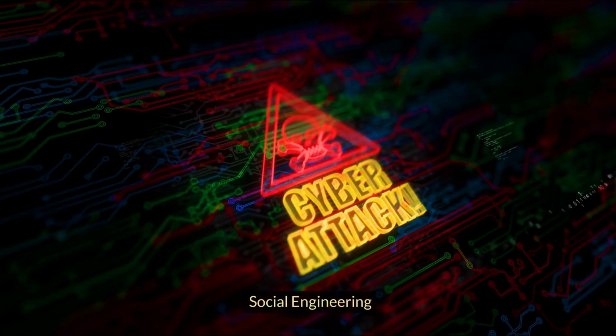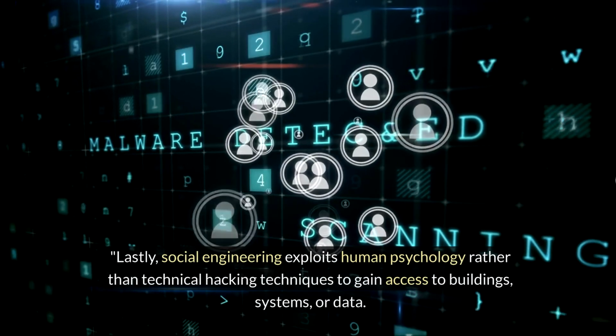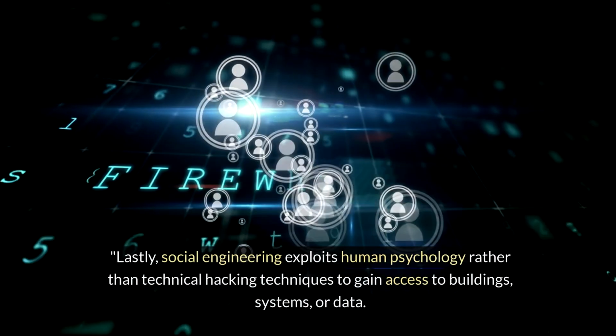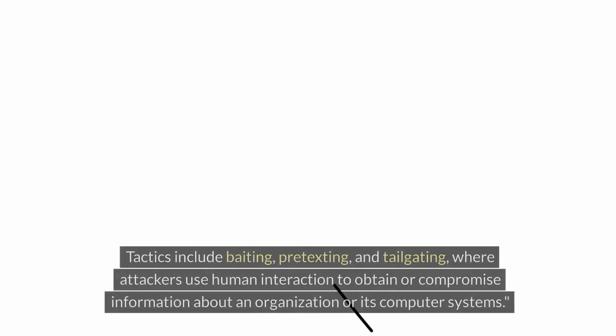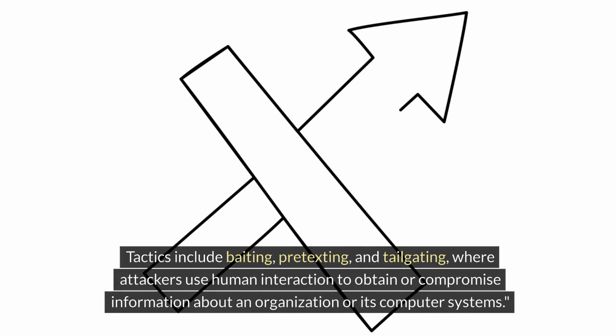Social engineering. Lastly, social engineering exploits human psychology rather than technical hacking techniques to gain access to buildings, systems, or data. Tactics include baiting, pretexting, and tailgating, where attackers use human interaction to obtain or compromise information about an organization or its computer systems.